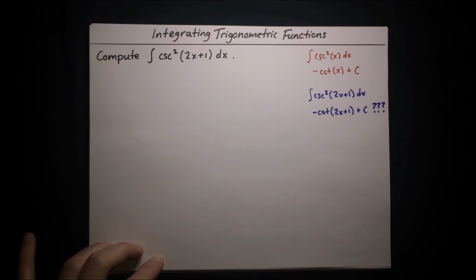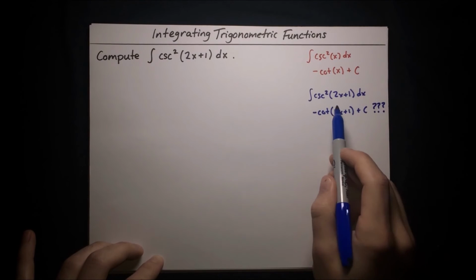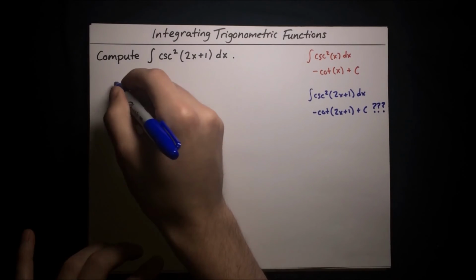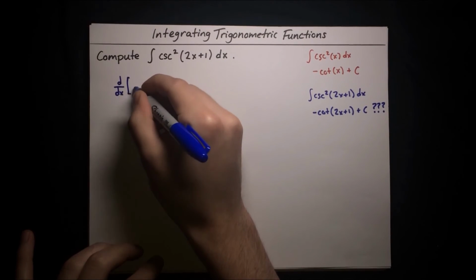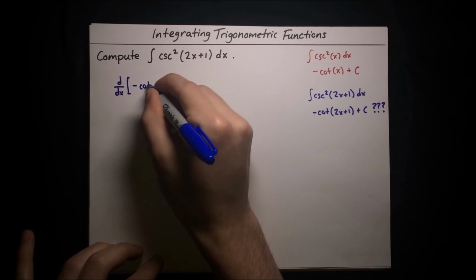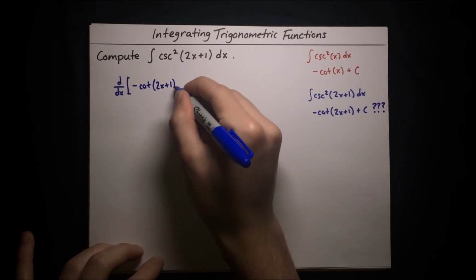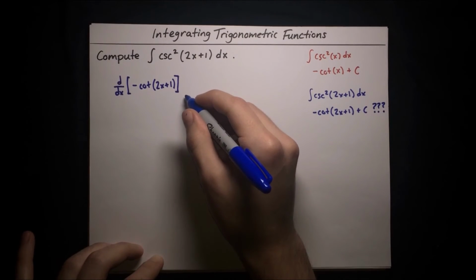So how can we check this answer? Well, we can just differentiate it. If this is the true antiderivative of cosecant squared of 2x plus 1, when we differentiate this expression, it should give us cosecant squared 2x plus 1. So let's go ahead and try that out. What if we take the derivative d over dx of this expression, negative cotangent of 2x plus 1? We'll forget about the constant just because we know that goes to 0 when differentiated.